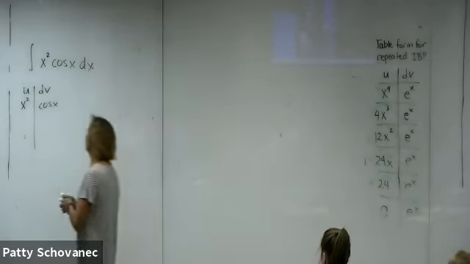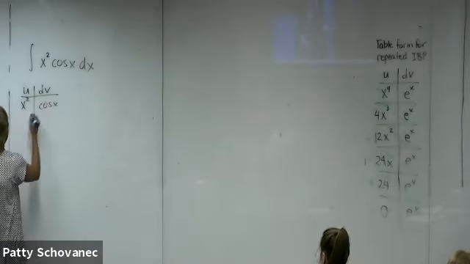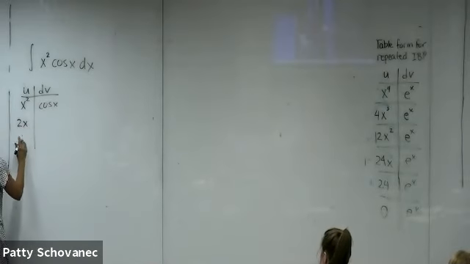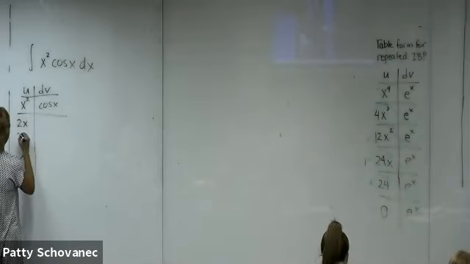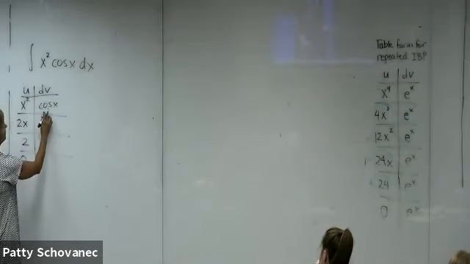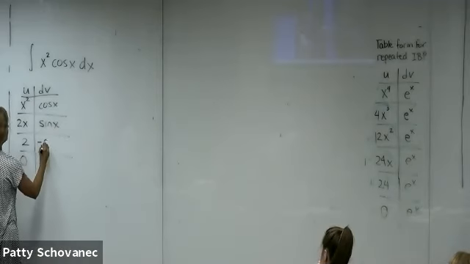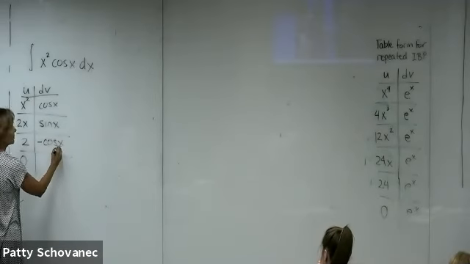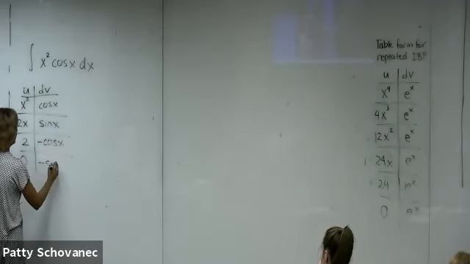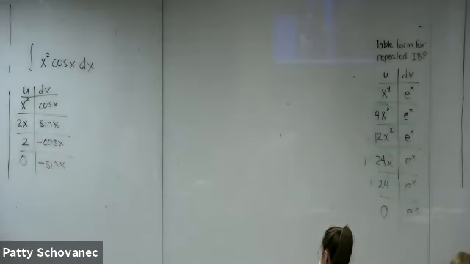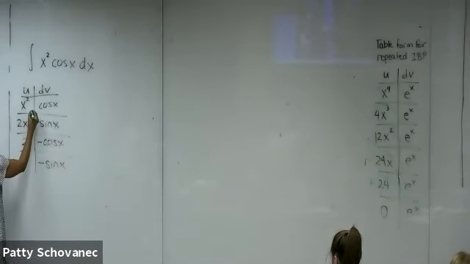Okay, so I'm going to take derivatives here until I run out of them. I get a 2x, then a 2, and then I'm done. Tiny table. Now I've got to integrate cosine. The integral of cosine is the sine. The integral of sine is minus the cosine. So the integral of minus cosine is minus sine. Agreed? Now I'm going diagonally.